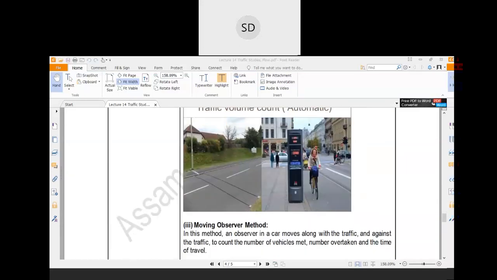One example of the portable counters is the pneumatic tube, or pneumatic road tube. In this picture, these two are the pneumatic tubes. Whenever a vehicle crosses that particular portion, based on the weight of the vehicle, that is, the pressure exerted over there, these portable counters automatically note it down.